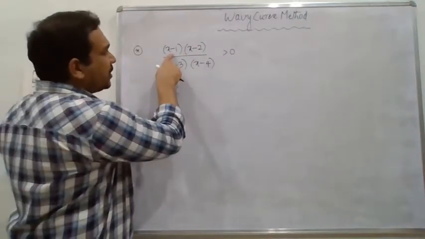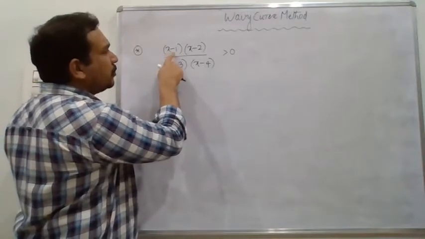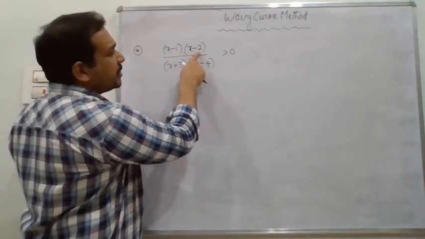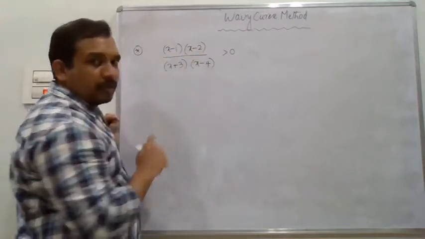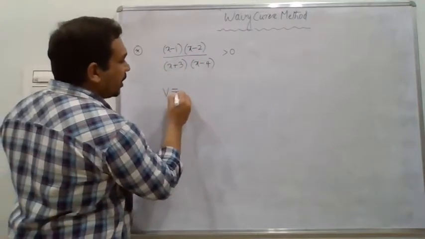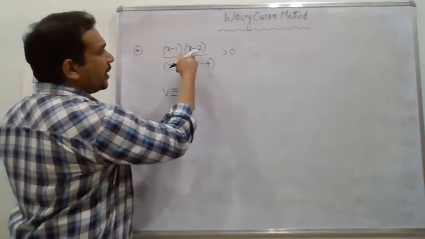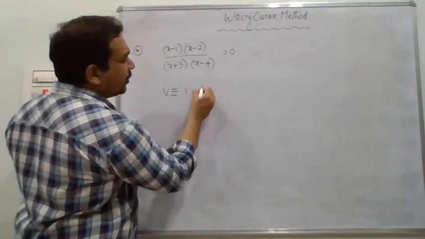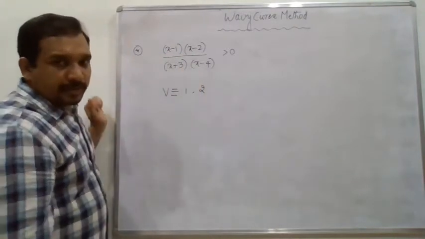Here, x minus 1 becomes 0 when x equal to 1. x minus 2 becomes 0 when x equal to 2. So the vanishing points are x equal to 1 and x equal to 2. So 1 and 2 are the vanishing points.